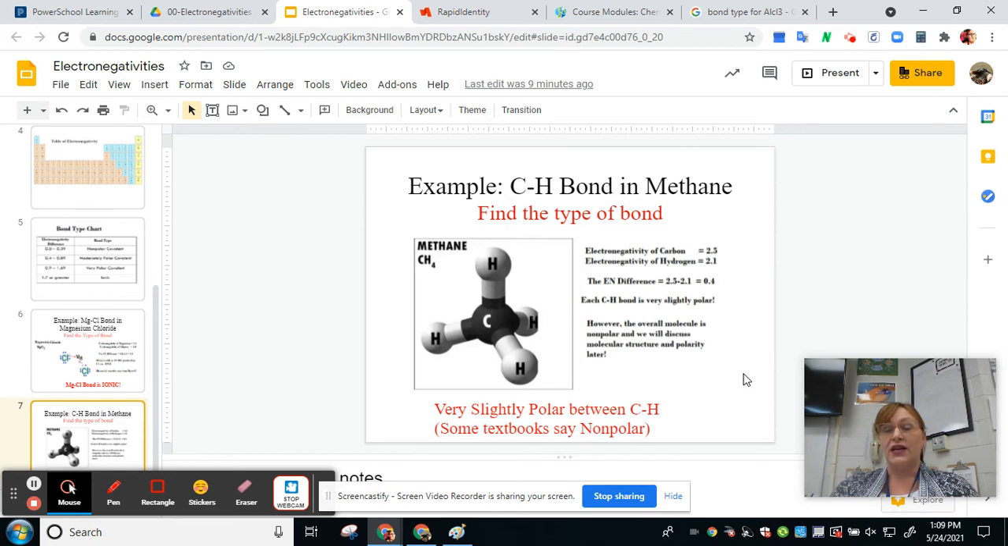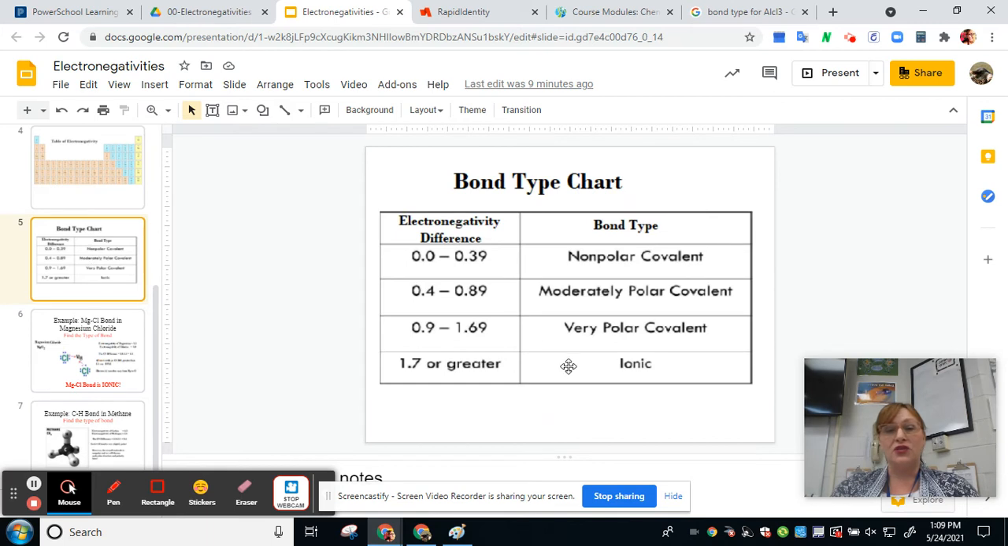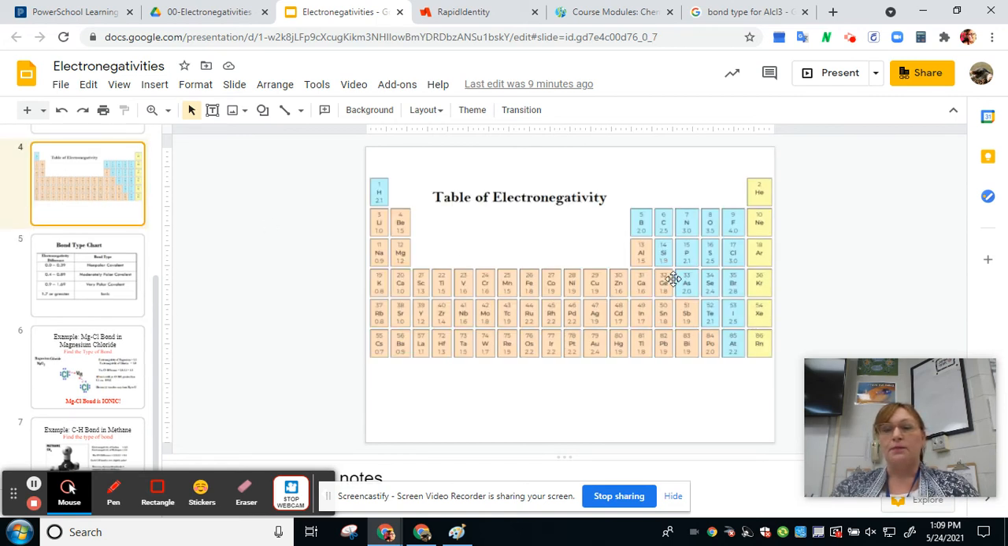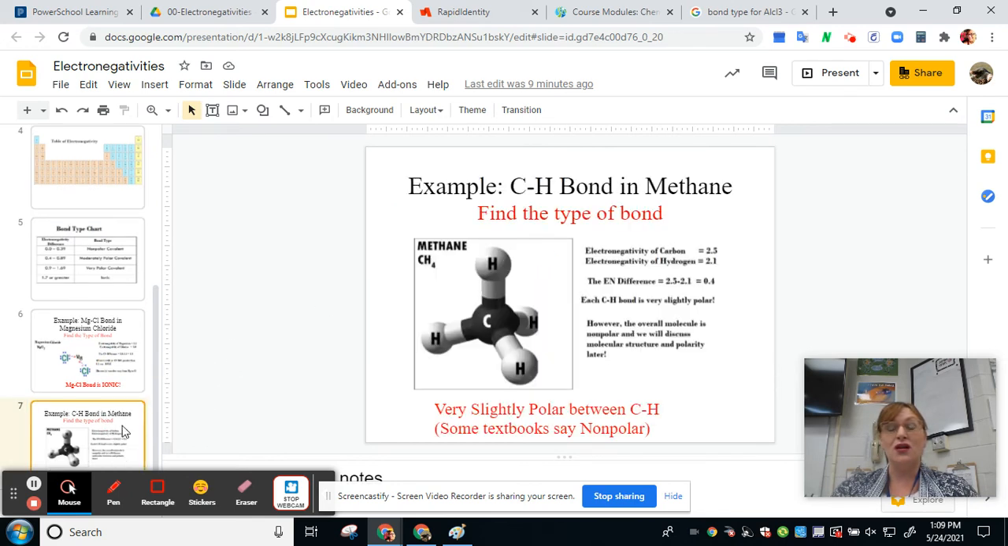So if I subtract those, I get a difference of 0.4. Now, according to my bond type chart here, 0.4 is almost nonpolar covalent, very slightly on the low end of being polar. So that tells me, which one's pulling stronger? The carbon is pulling on the cloud of electrons a little bit stronger, but not that much stronger. So the cloud of electrons is going to get shifted, pulled away from the hydrogens and in towards the carbon. Now, it's a very slightly polar bond between the carbon and hydrogens.